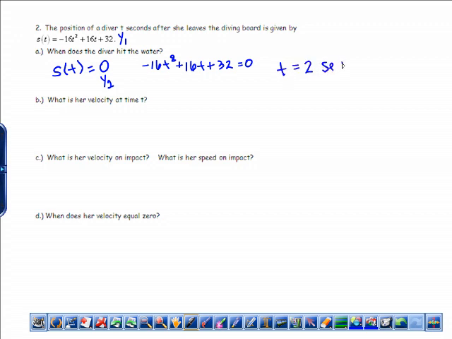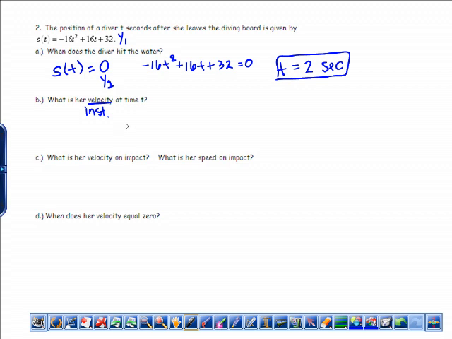I'm not going to spend time on this because I've shown this in other lessons. And like I said, this is an Algebra 1 concept. You're still more than welcome to ask me more questions about it later. Okay, what is her velocity at time t? Now, when you see just velocity and that word average is not in front of it, they mean instantaneous velocity.